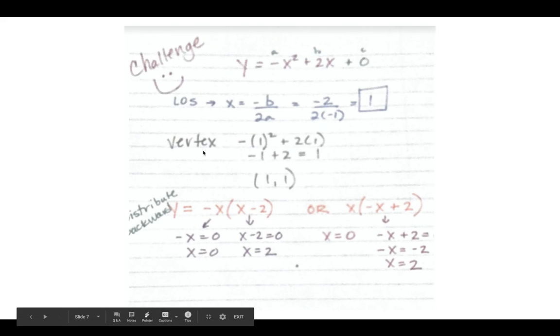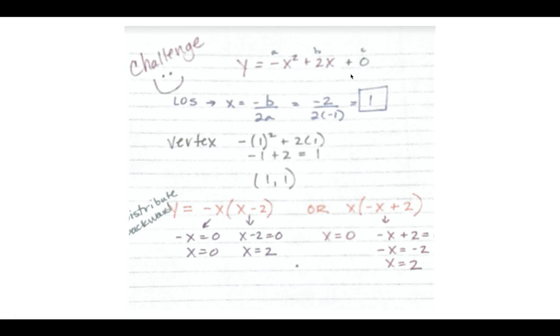Your challenge problem at the end, the reason I think it might be challenging is I didn't give you a C term, but remember you can add 0 to anything and it will never change. Line of symmetry, opposite of b divided by 2a, find the vertex. I got the vertex of 1, 1.